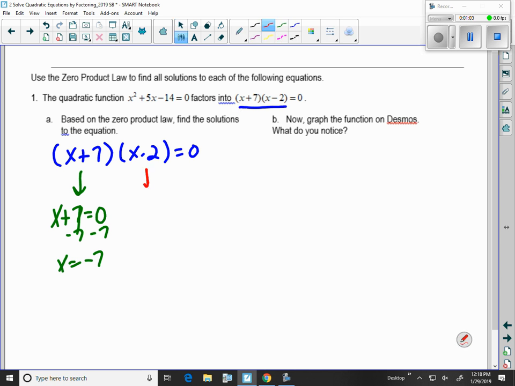I can do the same thing with my x minus 2. Take that x minus 2 out, set it equal to 0. How would I get x by itself here? Add 2 to both sides. So we have x equals 2.